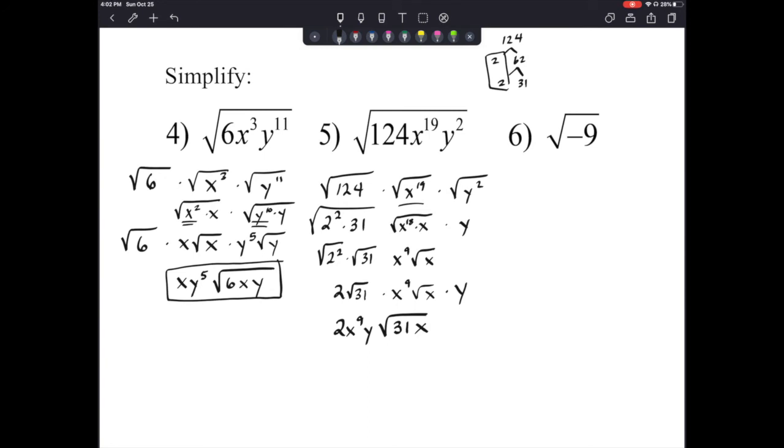And then the last one here, number 6, says the square root of -9. And at this point right now, we cannot do that. So that would be undefined right now. We will learn how to do this later in the year, but undefined, or you could say no solution right now, because we cannot take the square root of a negative.